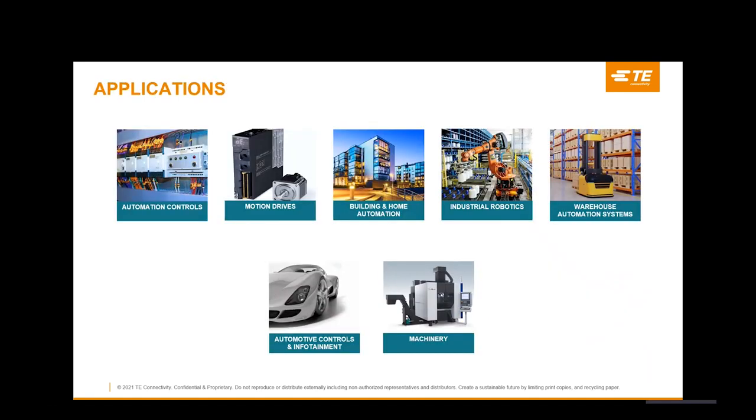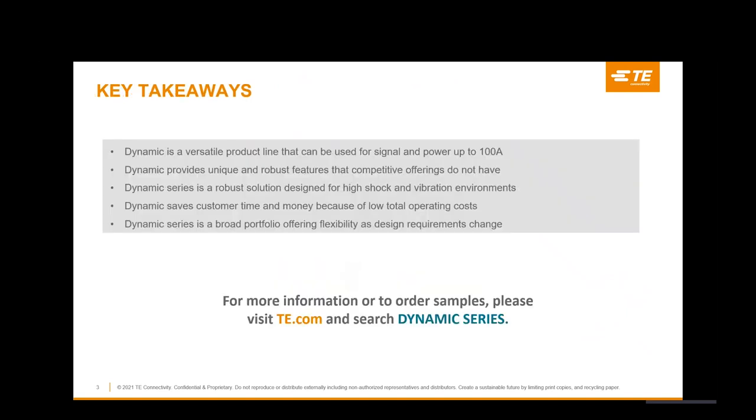Because of its versatility, Dynamic has broad usage across applications for both power and signal. Dynamic Series is designed for use where high density, signal, and power are required. This includes applications like automation controls, motion drives, building and home automation devices, industrial robotics, warehouse automation systems, medical devices, automotive controls and infotainment, and machinery, specifically in the semiconductor space.